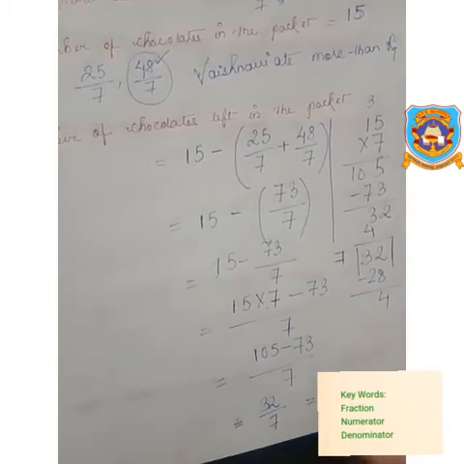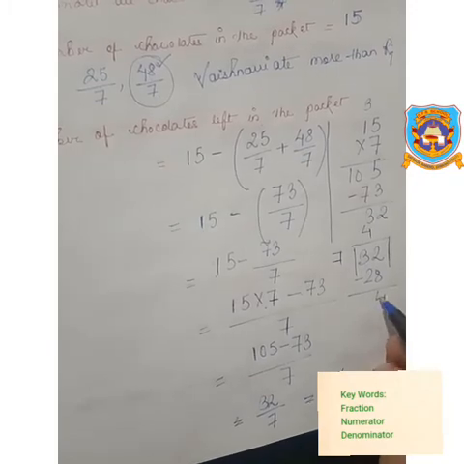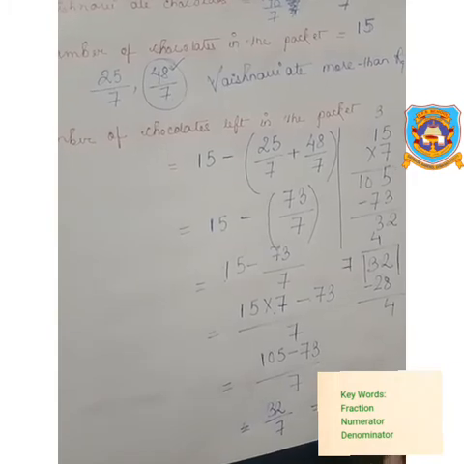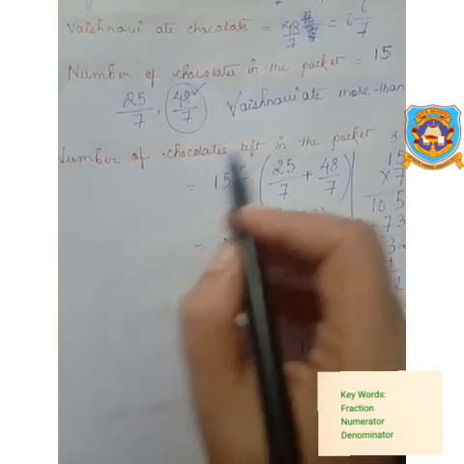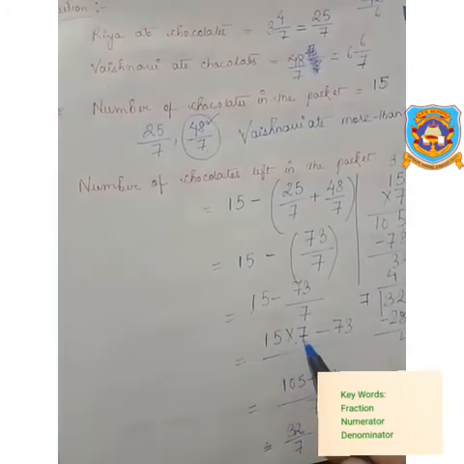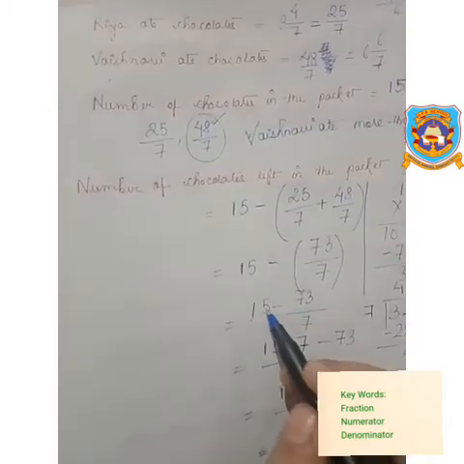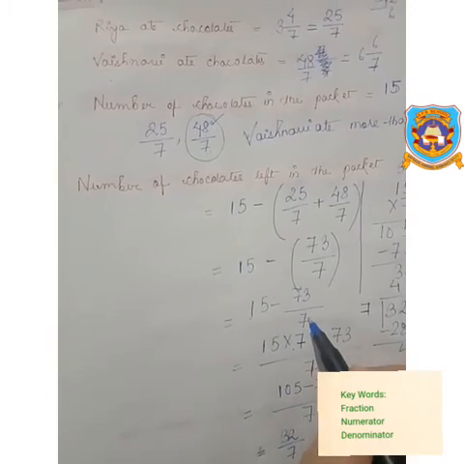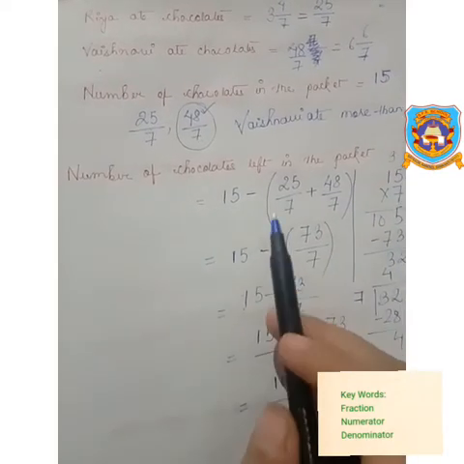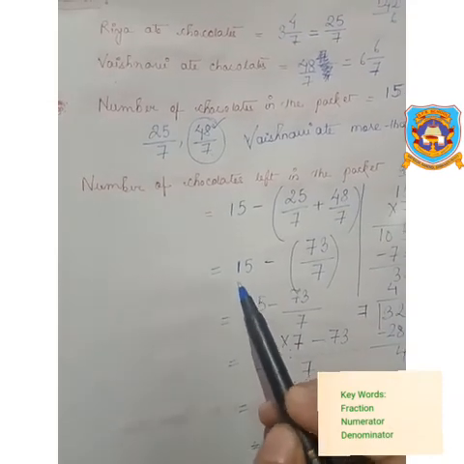So what you write? 4 by 7, because this quotient becomes the whole, this remainder becomes the numerator and this divisor becomes the denominator. So this much amount of chocolate is left in the packet. Okay children, I know this is a new term. This 15 you are multiplying with 7, but only one question is given like that. You can do it in this way, nothing to worry about. Just multiply this number with the denominator and make it a common denominator for both the numbers. Number of chocolates eaten by Ria and Vaishnavi, add like that, and then you subtract it from the whole.